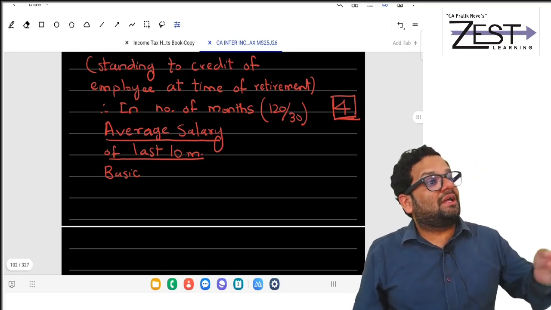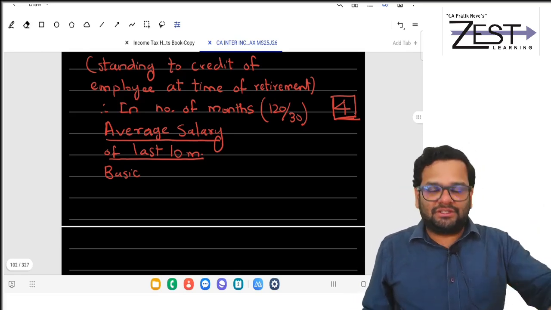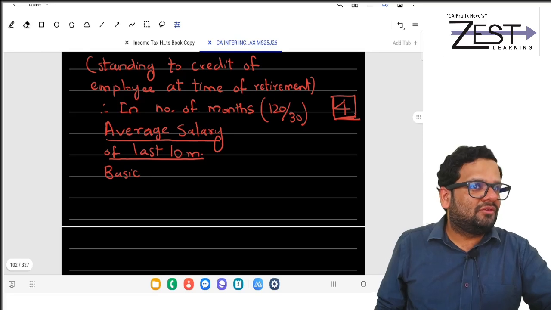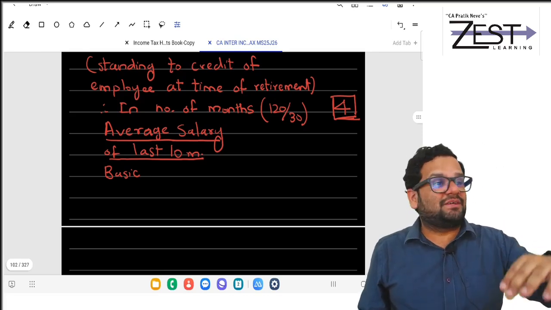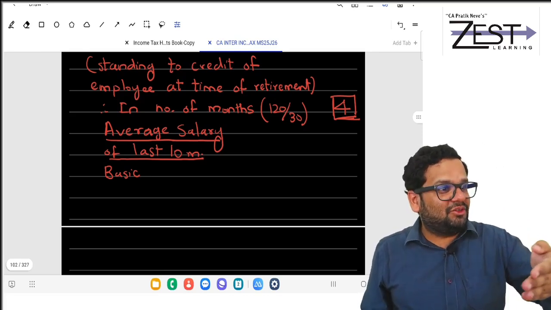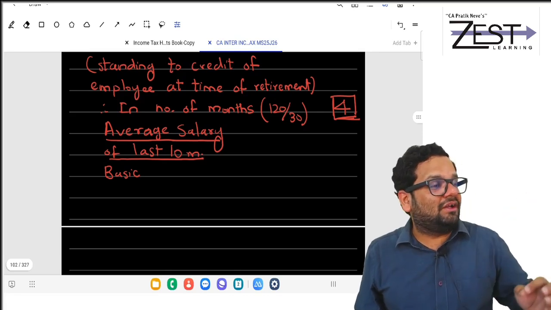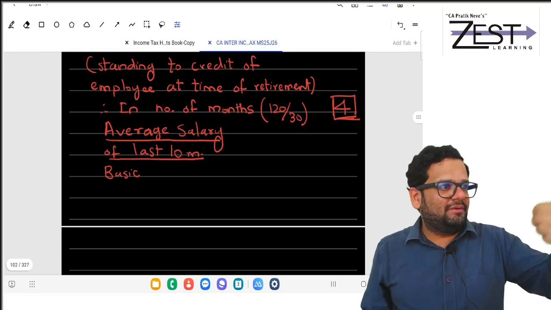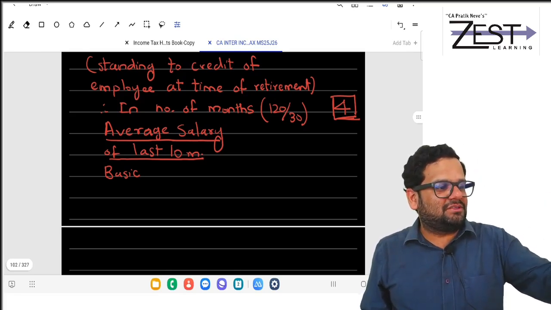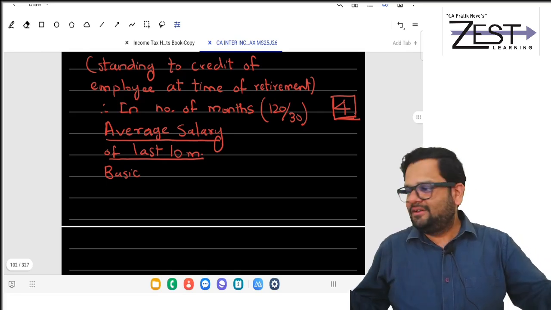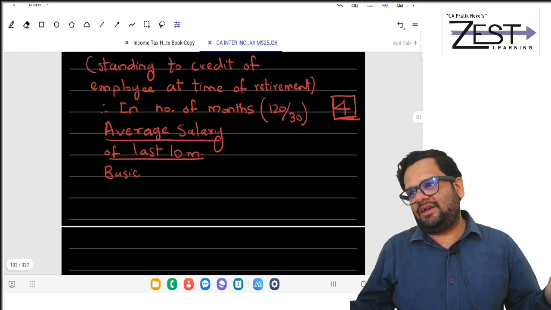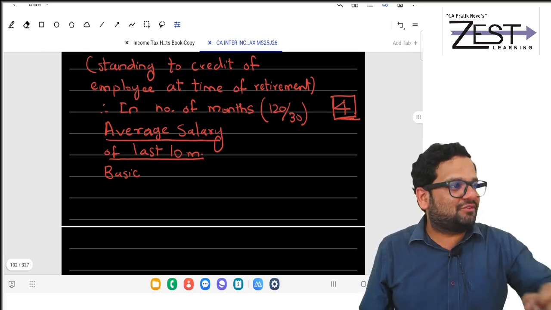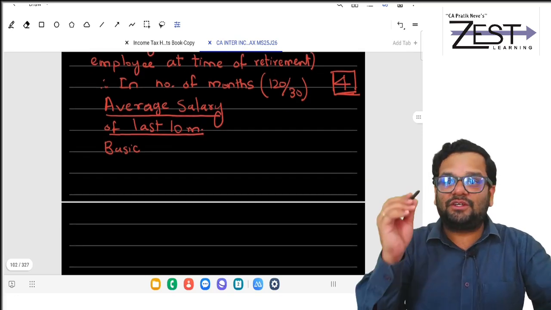Now tell me, you want 10 months salary. When did you retire? First, 1st December. So leave December. You want till 30th of November. So November, October, go backward. November, October, September, August, July, June, May, April, March, Feb. We want salary from 1st Feb.